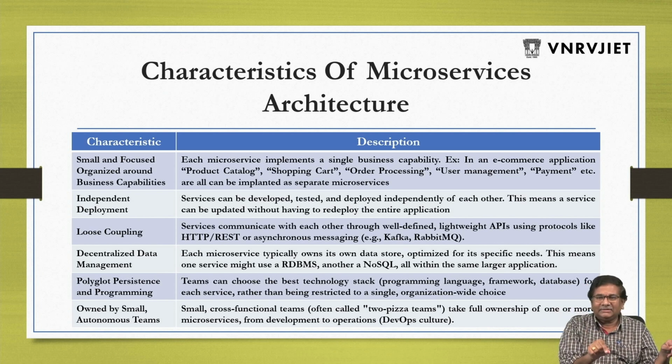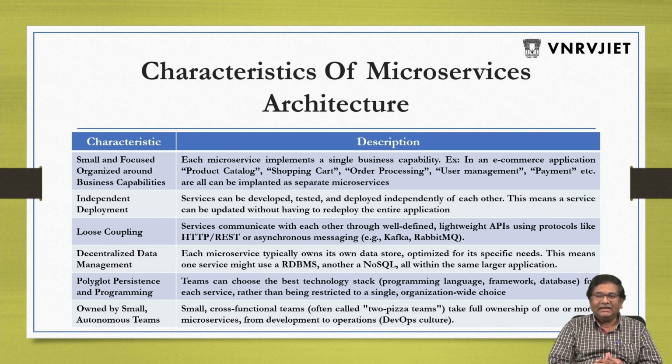Whereas in microservices, if order processing is changed, just order processing needs to be tested and deployed. You don't need to deploy all the things, right? That's the advantage. Loose coupling, obvious. Services communicate with each other through well-defined, lightweight APIs using protocols like HTTP over REST, asynchronous messaging like Kafka, or messaging, RabbitMQ, etc. Decentralized data management.